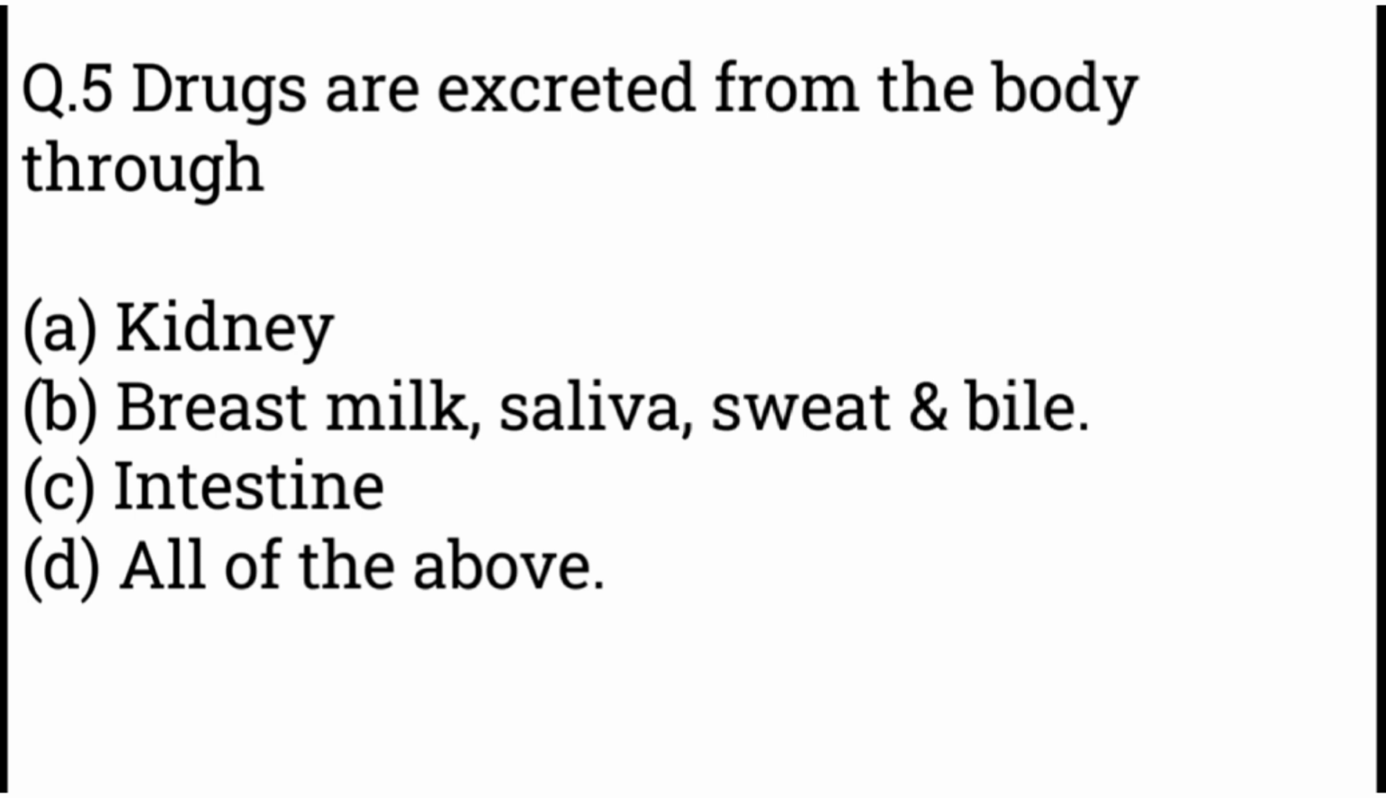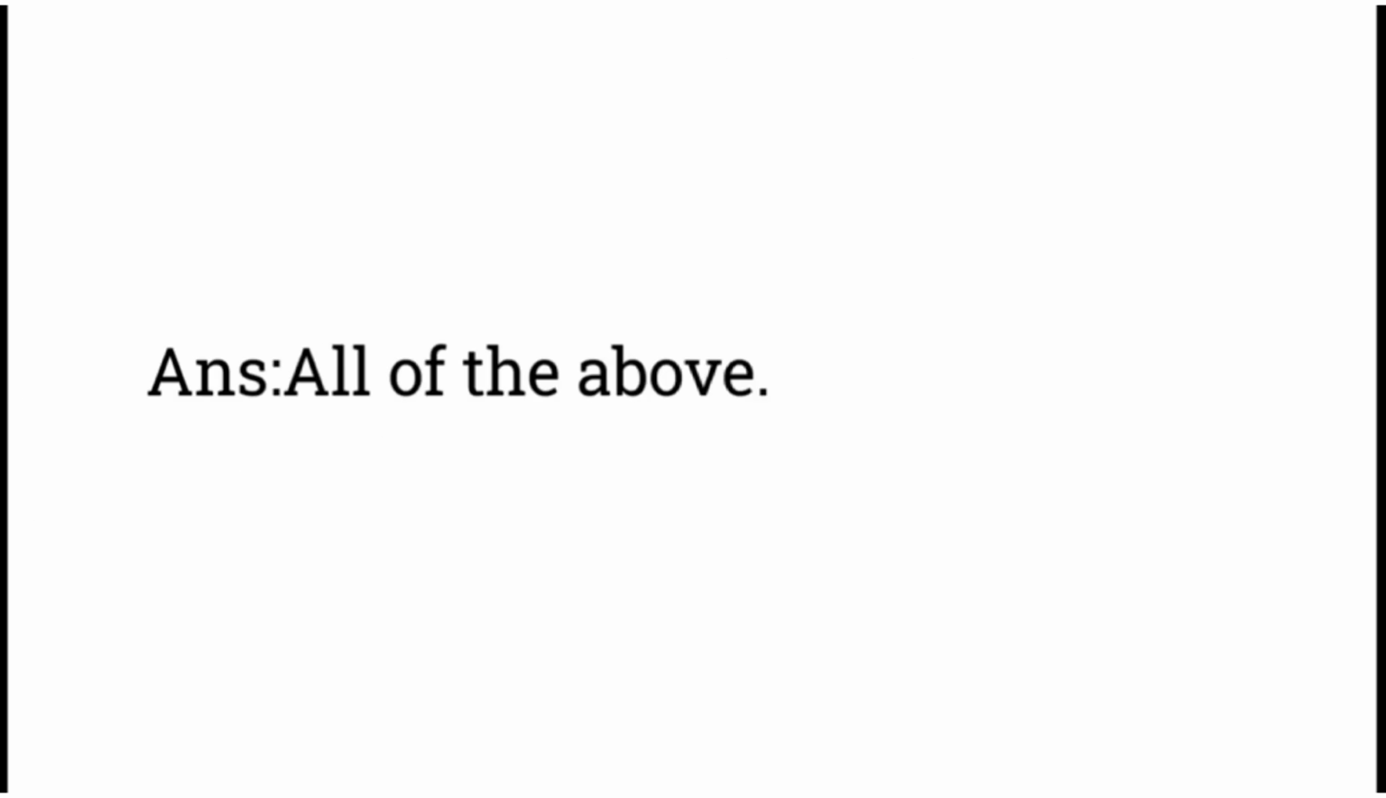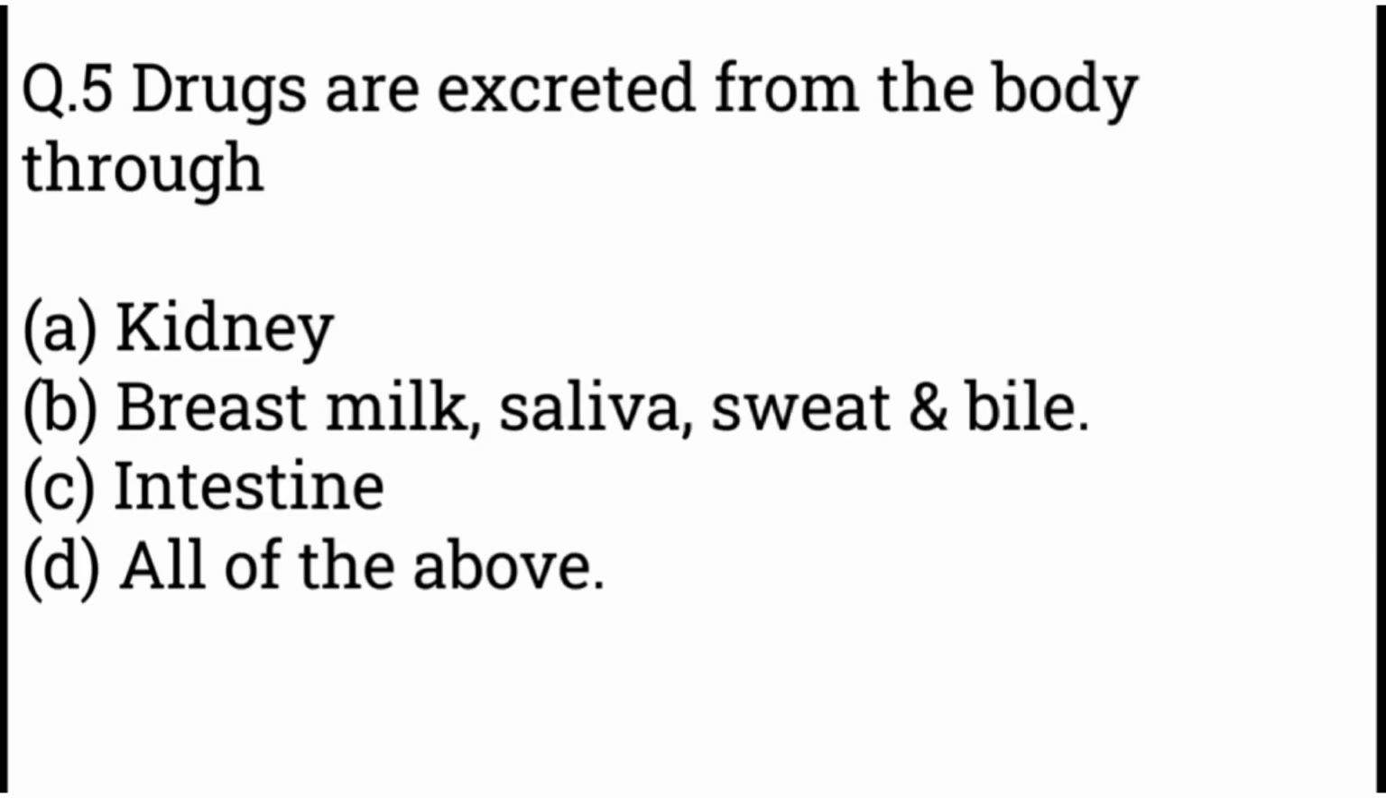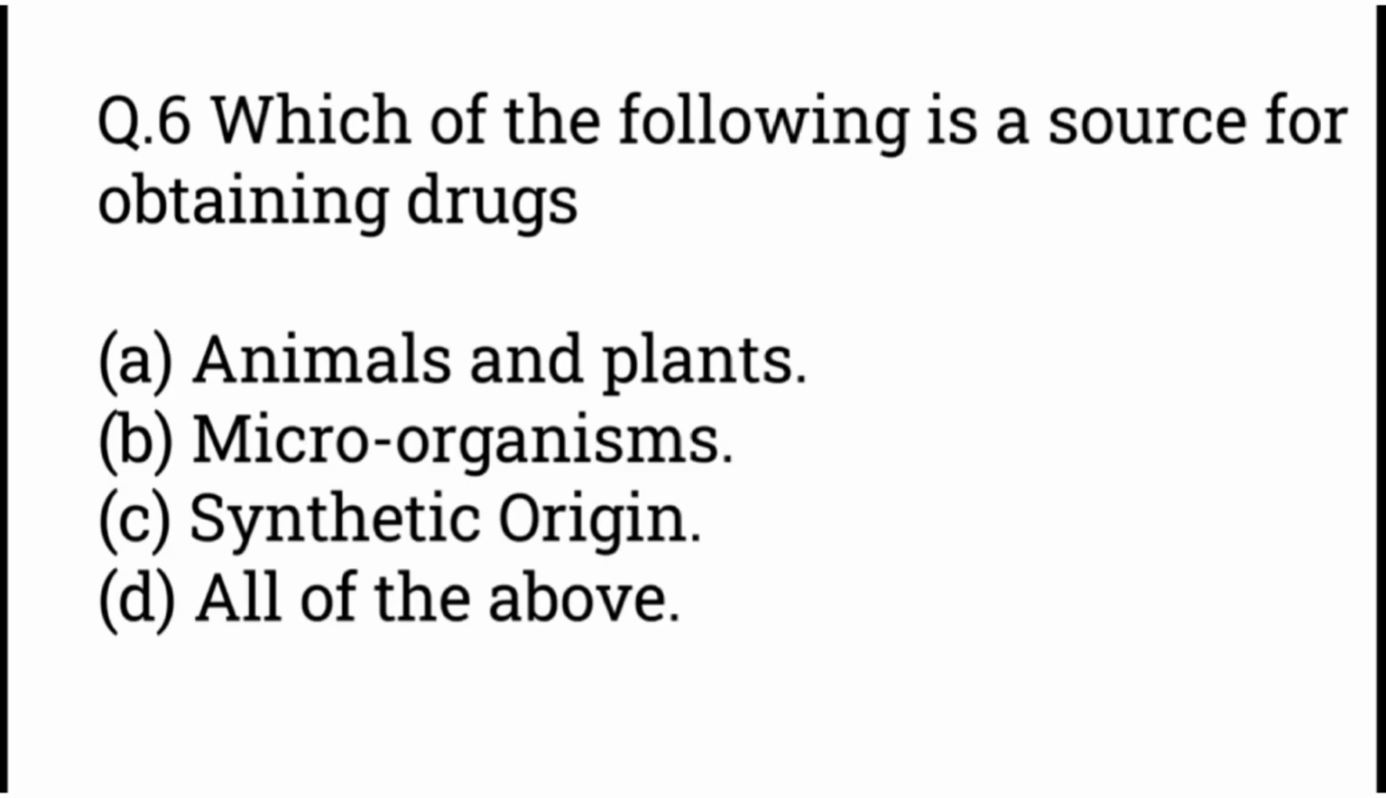Drugs are excreted from the body through, there is always an elimination track of any drug. So drugs are excreted from the body through kidney, breast milk, saliva, sweat and bile, intestine, or all the above. So what is the answer? All of the above. So drugs are excreted through kidney, breast milk, saliva, sweat and bile and intestine. So the answer is all above.